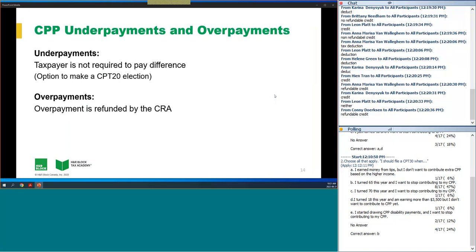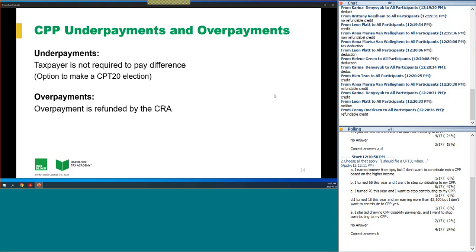So if you did not pay enough CPP, remember I said we have 2 numbers. We have what you actually paid and what you should have paid. Those numbers should be the same, but they're not always the same. So if you should have paid more, but you didn't, you don't have to pay anything extra. If you know you underpaid, you can choose to ask, by filing a CPP 20, to pay a little bit more. Again, we offer it to our clients, and then they say, no, that's okay, I'm good, thank you.